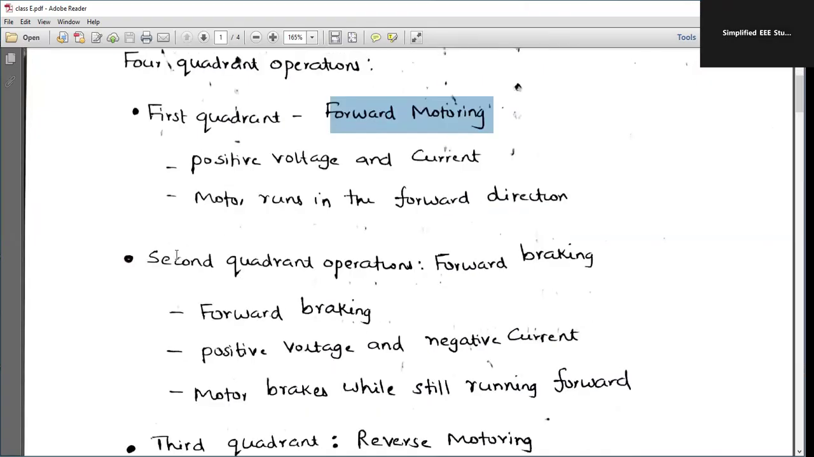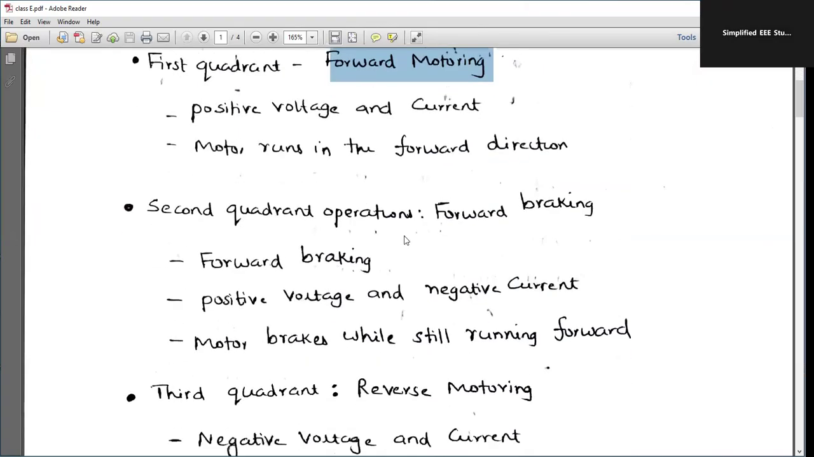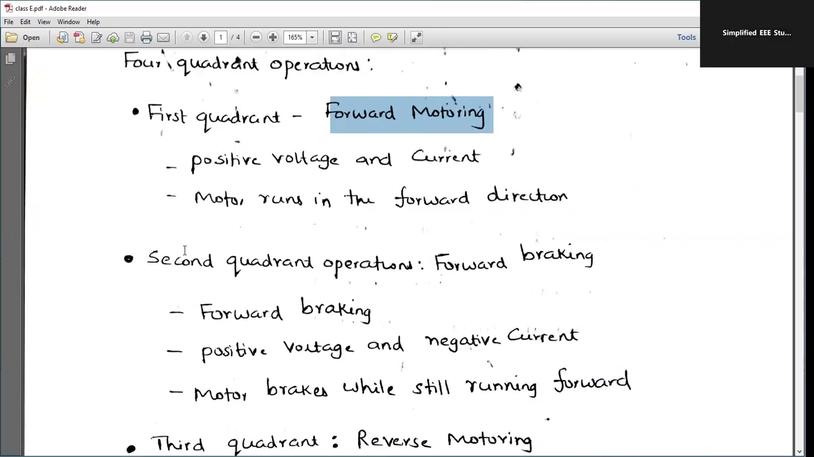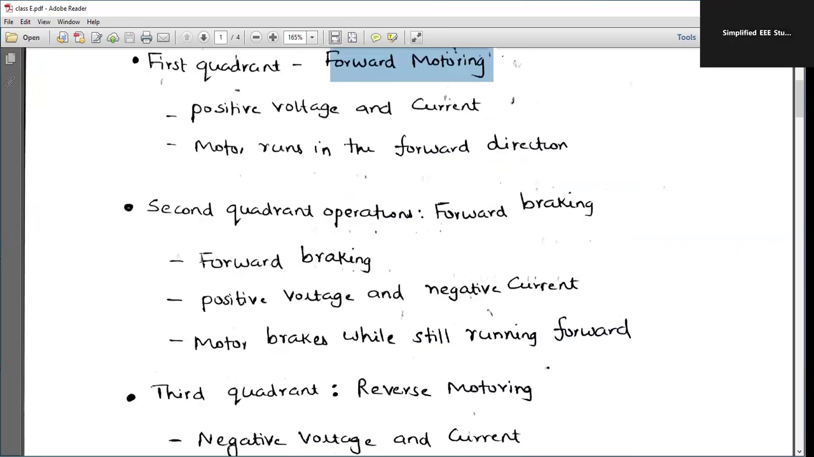While we inspect the second quadrant operation, this is known as forward braking. Here, the motor brakes while still running in the forward direction. That means it's just opposite to that of forward motoring. So what is the peculiarity? Here, voltage is positive, but current is negative. That means the voltage is in the positive direction while the current is in the reverse direction. Therefore, the motor is going to be stopped. This is known as forward braking.